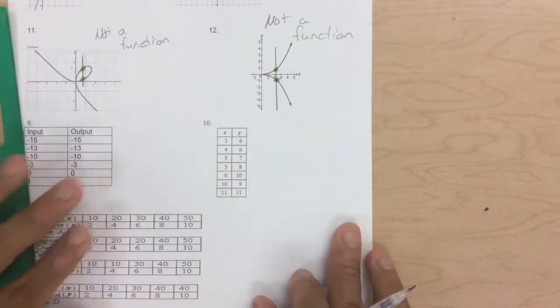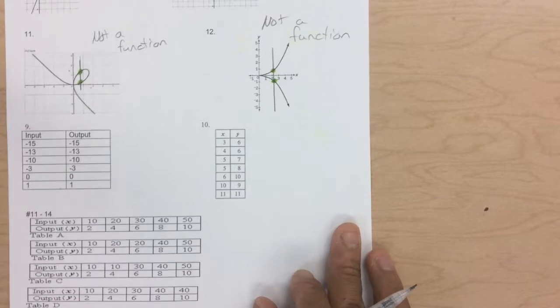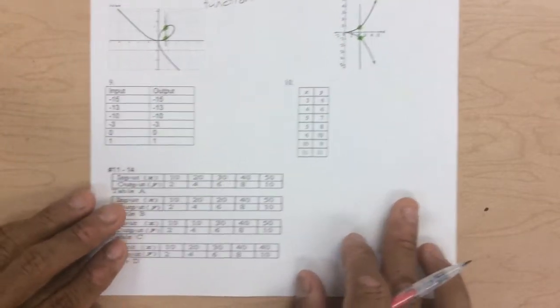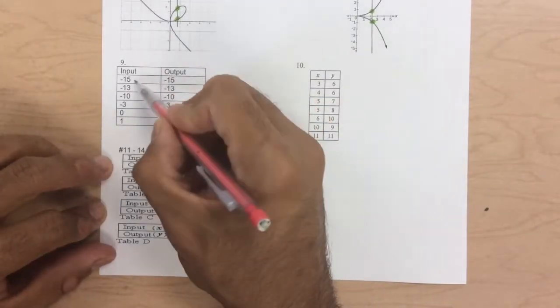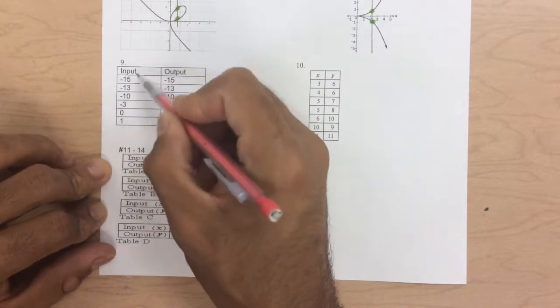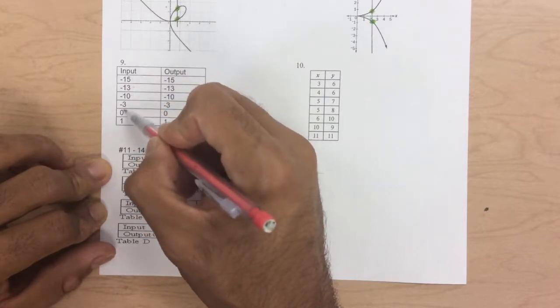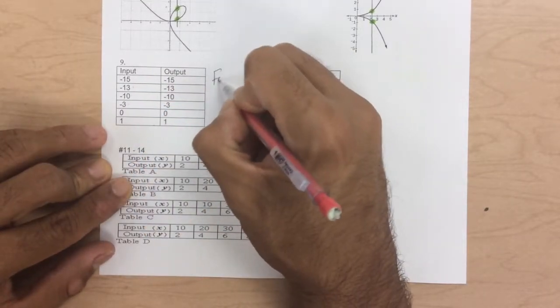Okay? Now, let's move on to number 9. Now this time we're talking about tables. Now tables, of course, are easy because all you have to do is look at the X column or the first column, also known as the input column, and determine if all your X's are different. As soon as one of them repeats, it's considered not a function. So let's start with number 9. Are all your inputs different? Yep. It is all different, so it's a function.